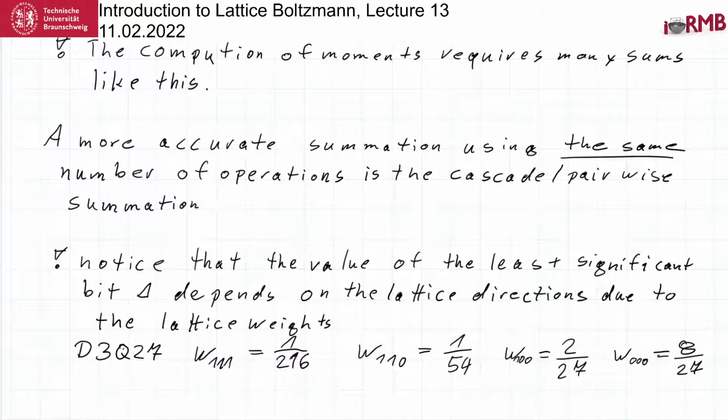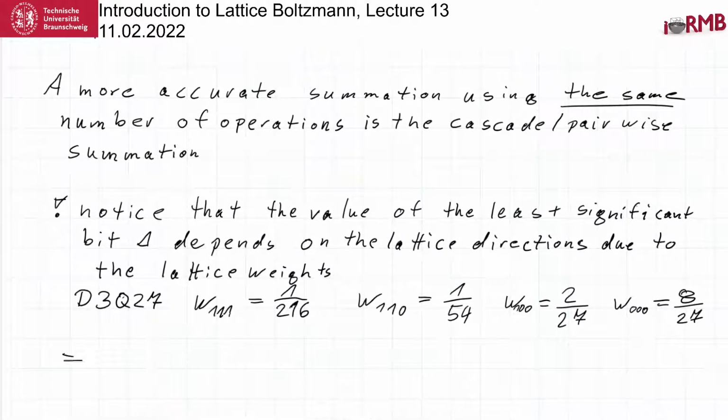For example, you see that W000 is 4 times larger than W100, which means the least significant bit is also 4 times larger. There are two bits lost here. So okay, this means we have this delta from 0, 0, 0. This is larger than delta from 1, 0, 0, and this is larger than the delta from 1, 1, 0, and this is larger than the delta from 1, 1, 1.